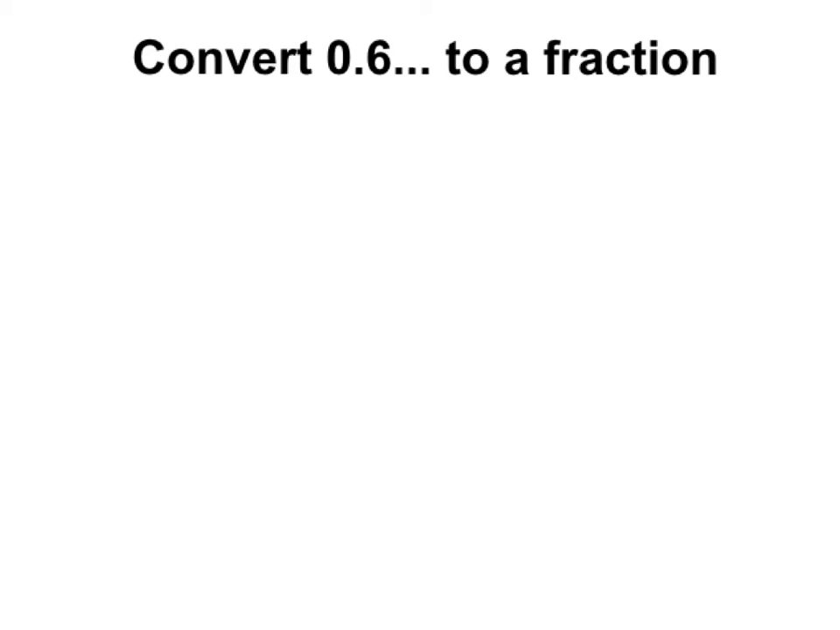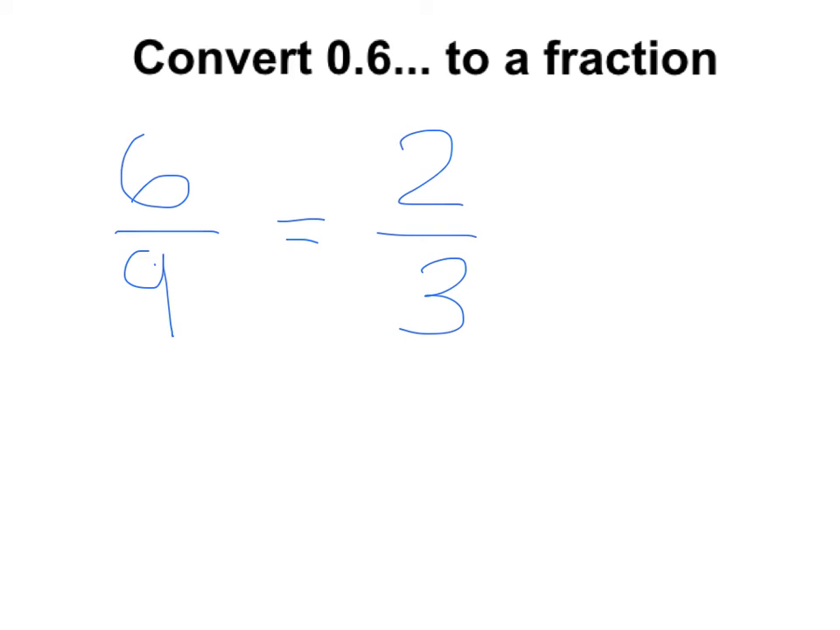We want to convert 0.6 repeating to a fraction. If you remember from the previous example, when there's one number that repeats, that would be the numerator, and the denominator of the fraction would be a 9. So this would be equivalent to 6/9. But we can simplify 6/9 as 2/3. So 0.6 repeating as a fraction is 2/3.